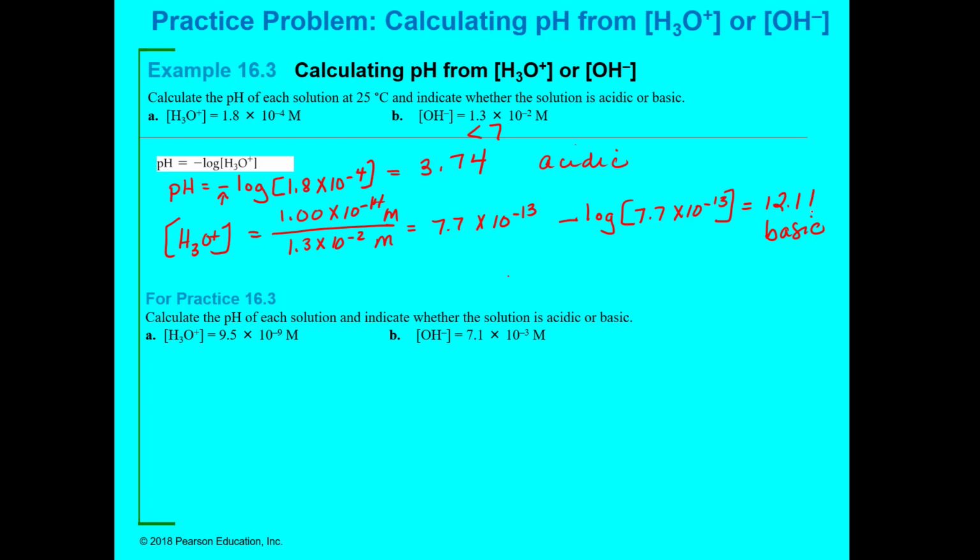Okay, so in order to find pH, which is what we're looking for, you've got to figure out what the hydronium ion concentration is. So if it gives you the hydroxide, we've already shown you how to use Kw to find out what the hydronium ion concentration is, because that's what you would take the negative log of to get the actual pH.